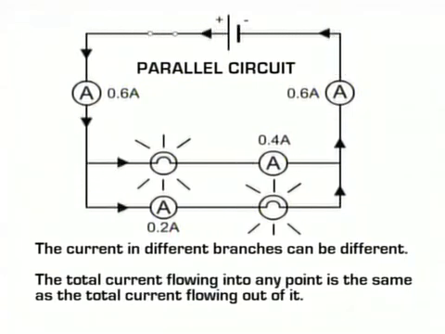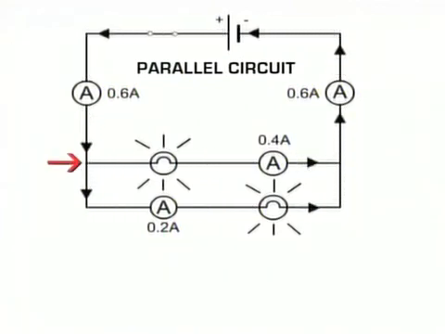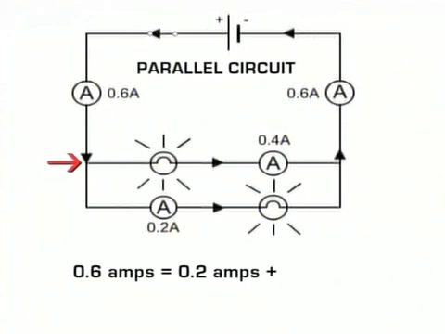One thing we do know is that the total current flowing into any point in a parallel circuit is the same as the total current flowing out of it. For example, at the junction where the wires join, there's 0.6 amps flowing into that point and 0.2 amps flowing out down one branch and 0.4 amps flowing out down the other. That's 0.6 amps altogether flowing out from that point.